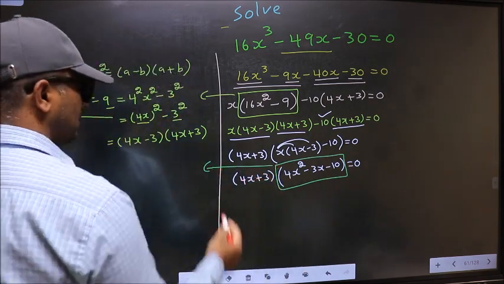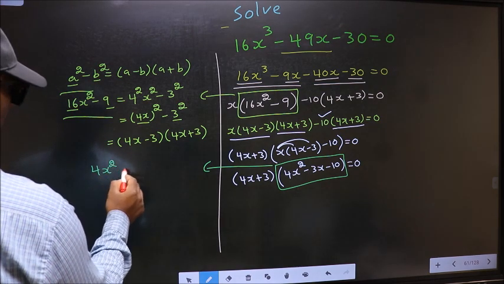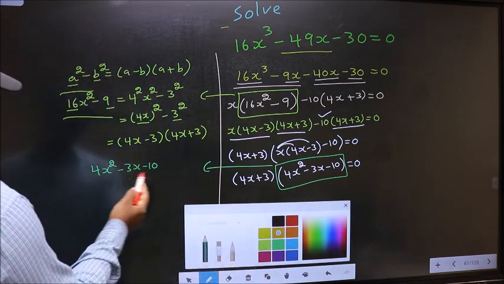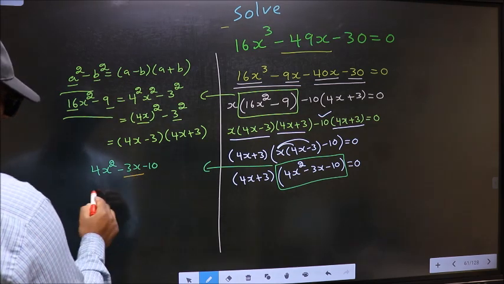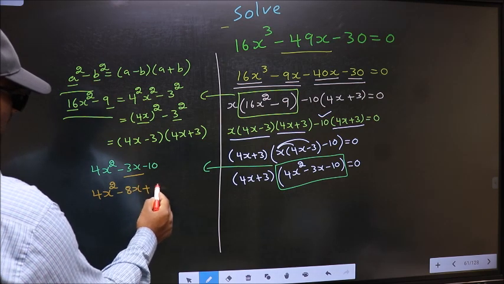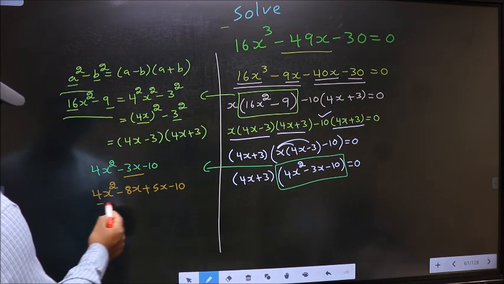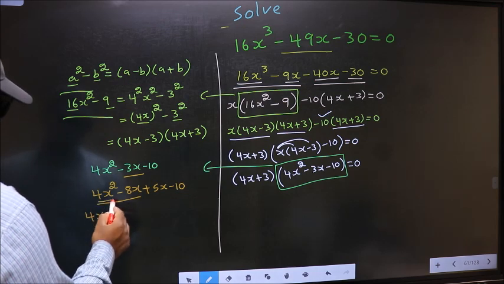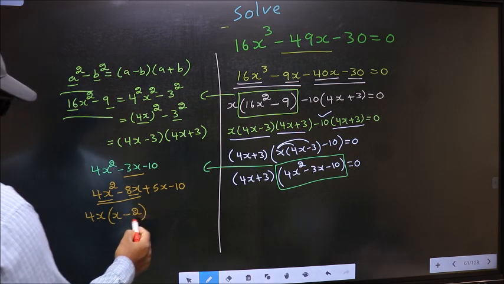I will factorize the quadratic here, that is 4x square minus 3x minus 10. To factorize this, we should split the middle term minus 3x. In place of minus 3x, now I write minus 8x plus 5x minus 10. Next, what can be taken out common from these two terms is 4x. From this 4x out you get x, minus, from this 4x out you get 2.